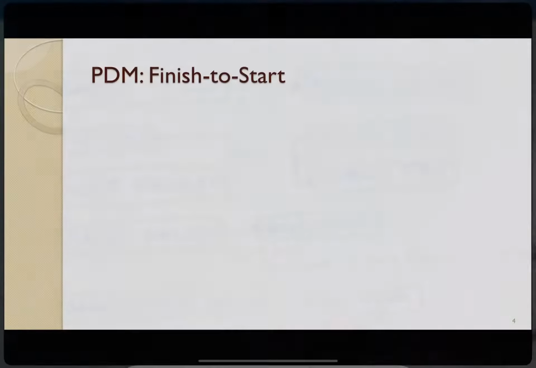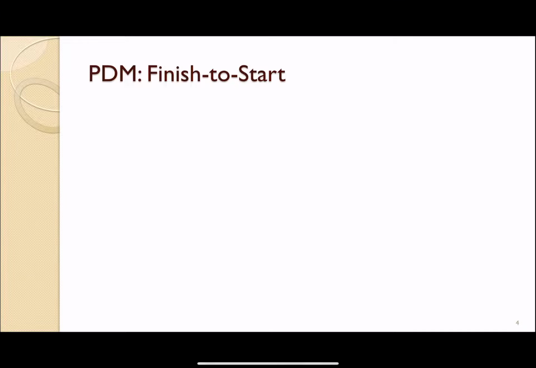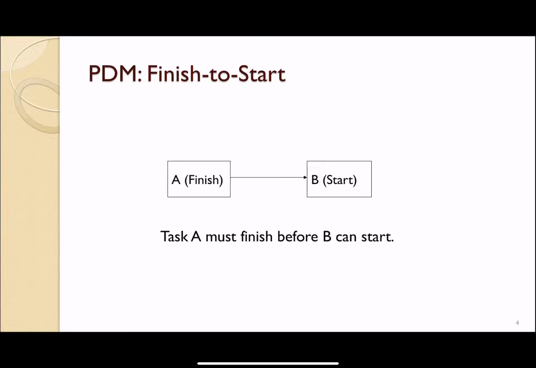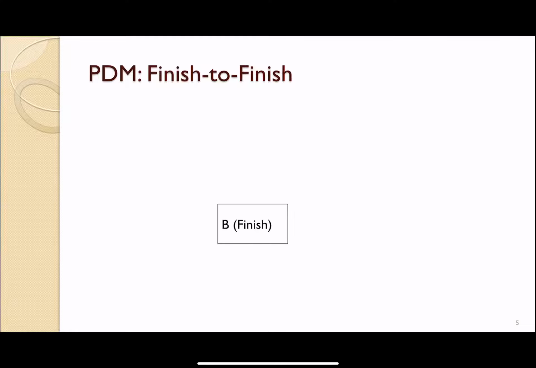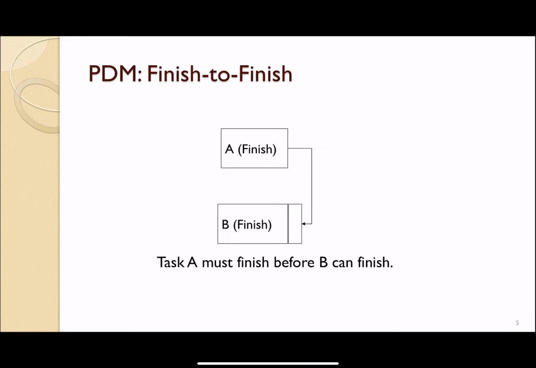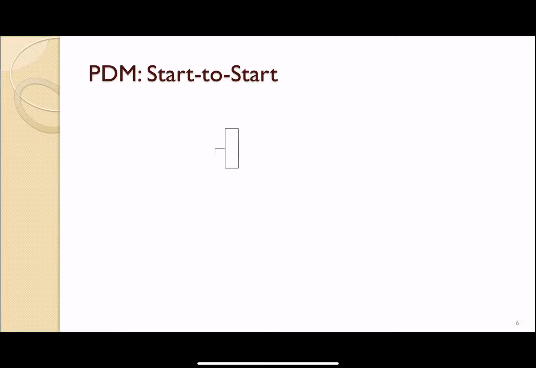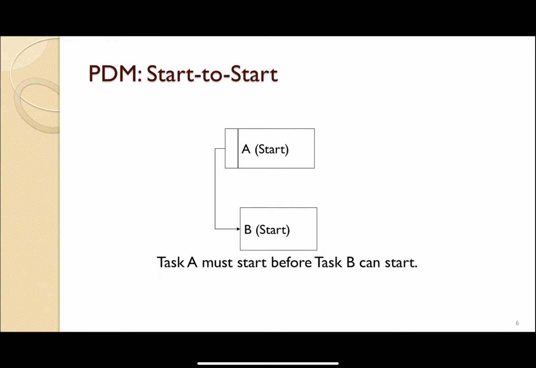So let me go back to capture that in the PowerPoint slide. Finish to start means activity A has to finish before activity B can start. Task A must finish before B can start. Finish to finish means that task A must finish before B can finish. So from right to right. Start to start means that task A must start before task B can start.